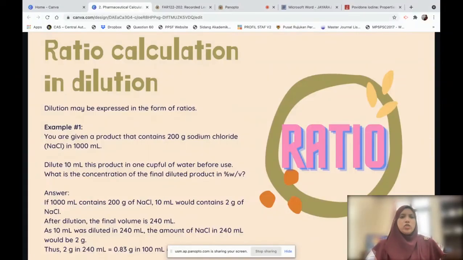Okay, so we will continue with ratio calculation in dilution, as dilution may also be expressed in the form of ratios. Preparing a diluted product is one of the practices that we have in the pharmaceutical and hospital settings. Preparing a dilution at times can be very helpful because we can't really supply a big volume to patients, right? Because if we want to ask a patient to take 1 liter or 5 liters of product back home, it will be very difficult for them.